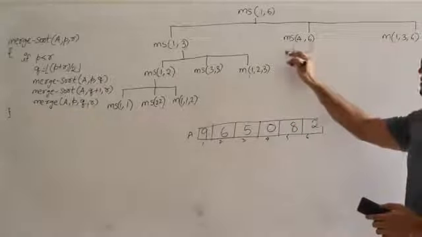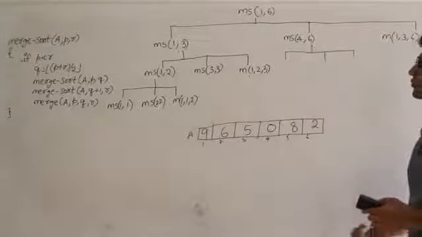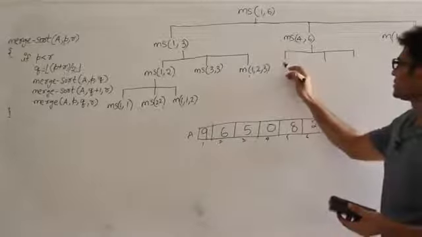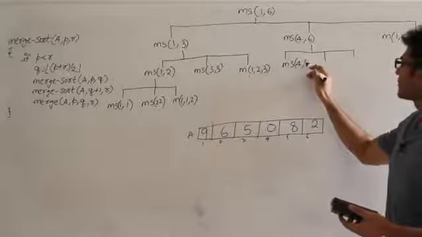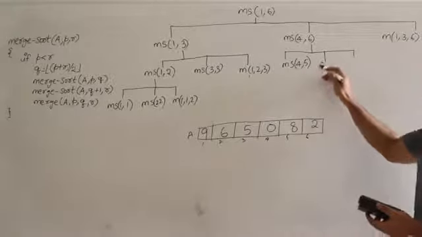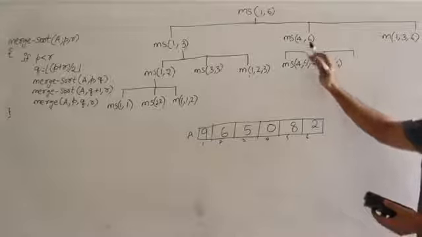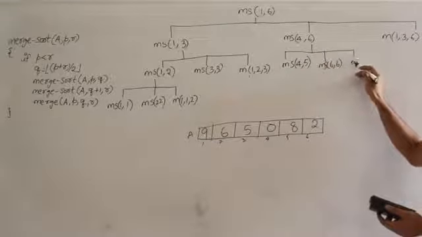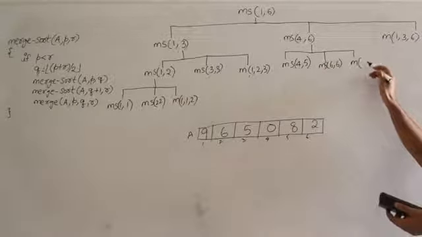Now what about this one? Find out the midpoint. What is the midpoint? 4 plus 6 by 2, which is nothing but 5, which means I have to do merge sort of 4 comma 5, and then I have to apply merge sort on 6 comma 6, isn't it? Why? Because it is already over. Then the 4 to 5 is sorted and then 6 to 6 is sorted. Therefore you have to simply merge them.